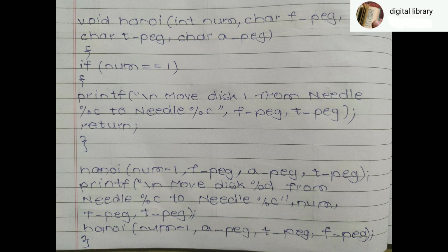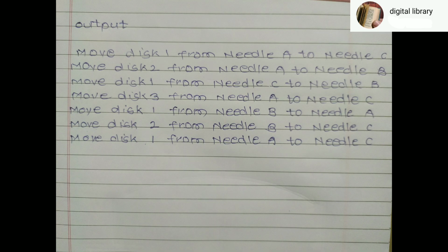So this is a C program. Now this is the output of our program. First is move disk 1 from needle A to needle C, then move disk 2 from needle A to needle B, move disk 1 from needle C to needle B, move disk 3 from needle A to needle C, move disk 1 from B to A, move disk 2 from B to C, and move disk 1 from A to C.